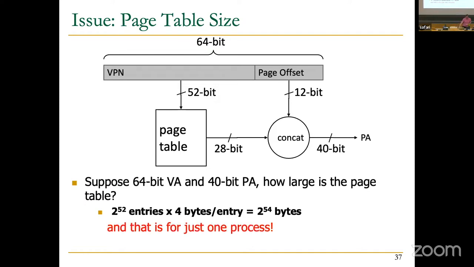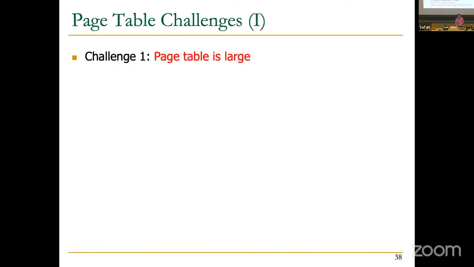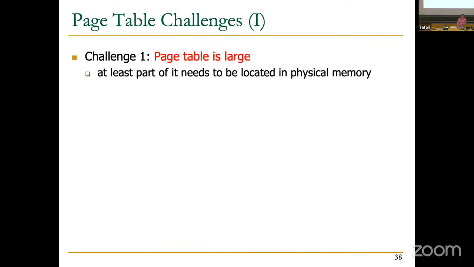Basically, and that's just for one process. Never forget that. If you're running 100 processes, multiply this by 100. If you want 1,000 processes, multiply it by 1,000, right? Basically, this is not realistic. And the process may not be using the entire virtual memory space. Allocated, not allocated comes into play, but I'm not going to talk about that over here. Basically, this is not realistic today. So a page table is large. It's actually huge.